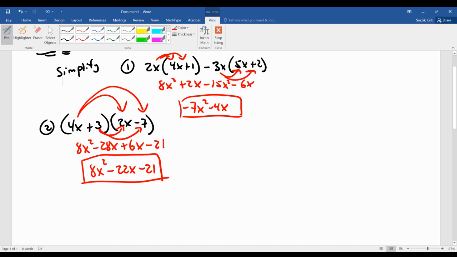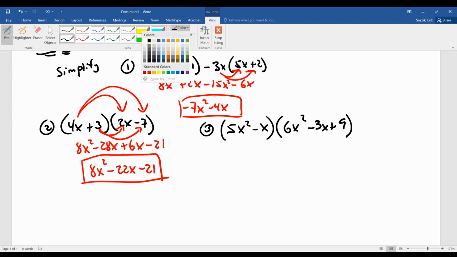Sometimes it'll look a little bit uglier. I'll do 5x squared minus x times 6x squared minus 3x plus 9. So we have a binomial times a trinomial. Same process. I'm not going to draw the arrows because it gets a little bit messy. But again, start with the 5x squared. Multiply it by all three of these things.